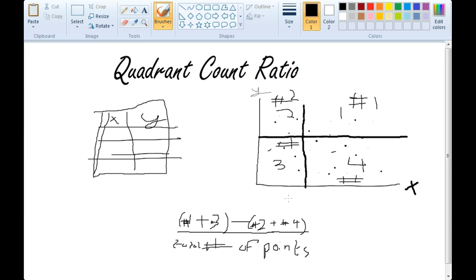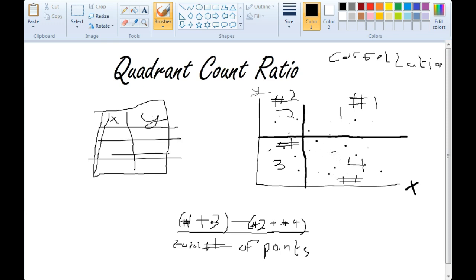Oh, by the way, I forgot to say what quadrant count ratio actually does. It actually tells you the correlation, not the correlation of how much it's negative versus how much it's positive, but how much is negative or how much is positive. So there will be 1, 2, 3, 4, 5, 6.